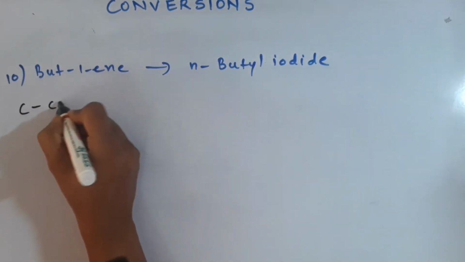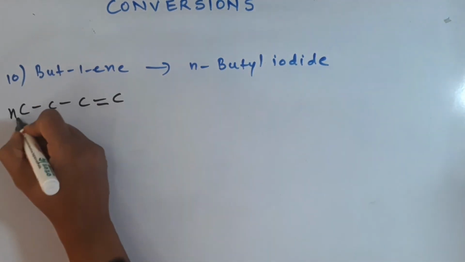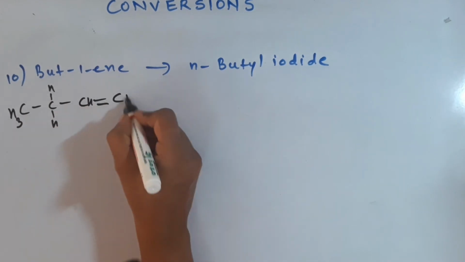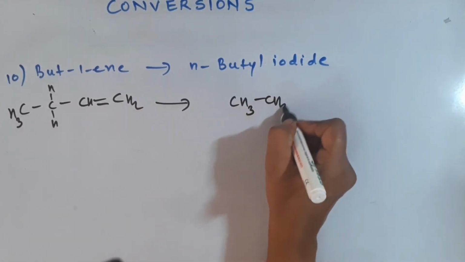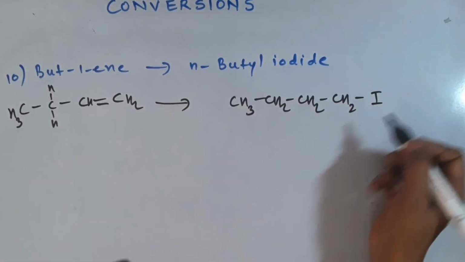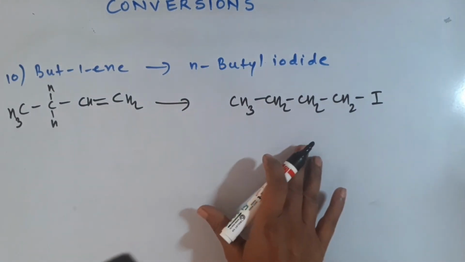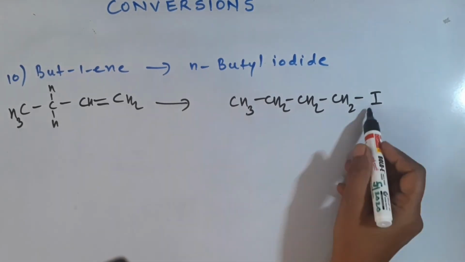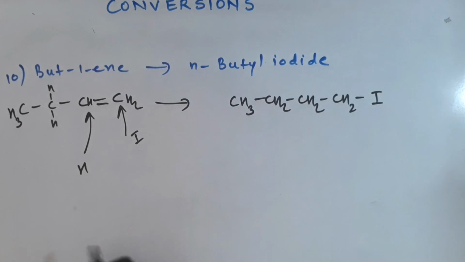But-1-ene. So 1, 2, 3, 4. This is but-1-ene skeleton. Let us draw the hydrogens also. N-butyl iodide. So it's going to be CH3CH2CH2CH2I. N-butyl means it's a straight chain compound, and compare both the structures. The carbon numbers are 4 and here also they are 4. You have just added iodine on the first carbon atom and you have added hydrogen on the second carbon atom.